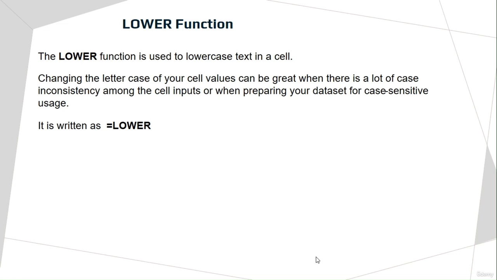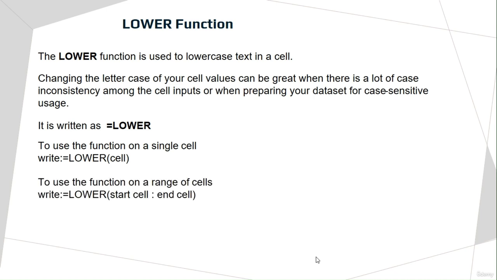It is written as equal to lower. So lower changes your text to lowercase. To use this function on a single cell, you write equal to lower, then you select the cell. To use it on multiple cells, you can write equal to lower, then select the range, starting from the first cell, then the colon, then the end cell.